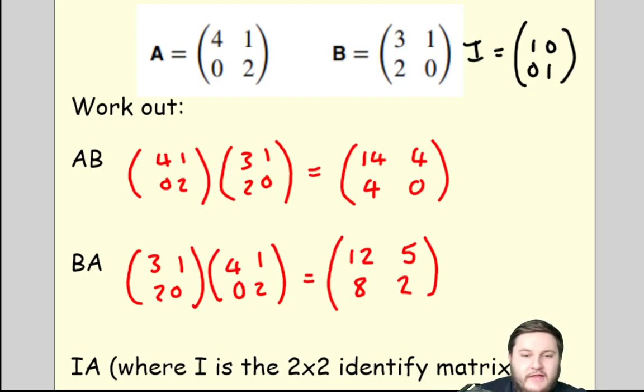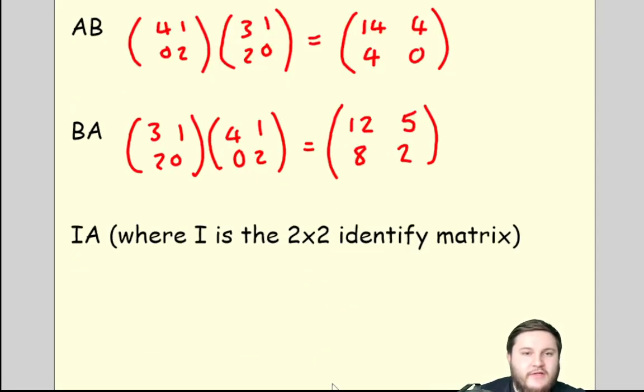Okay, then let's have a look at this last one then. Let me just scroll down a little bit. So IA, where I is the 2 by 2 identity matrix. So 1, 0, 0, 1 times the matrix A, which was 4, 1, 0, 2.